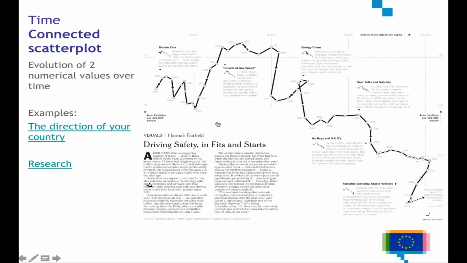It's called a connected scatter plot, where you don't have a time axis. The time is encoded in the connection between the dots. So if you want to go through time, you have to follow the arrows. So this might be an option if you want to show the trend in two values at once over time.